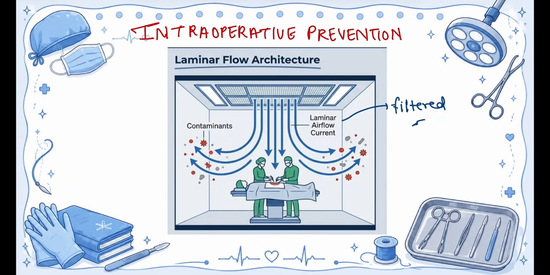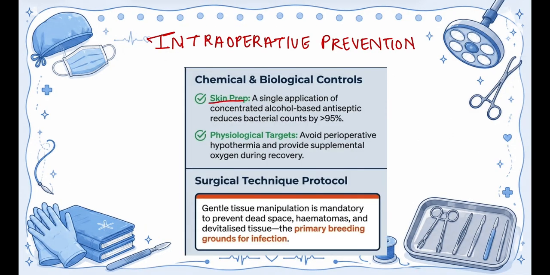Next, our defense follows the patient right into the operating theater. And in here, environmental control is absolute. We use laminar airflow currents. These are smooth, continuous streams of highly filtered air that physically push contaminants away from the surgical table. We prep the patient's skin with a single application of concentrated alcohol-based antiseptic. That alone reduces bacterial counts by over 95%.